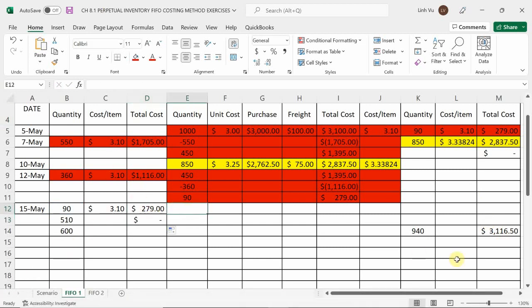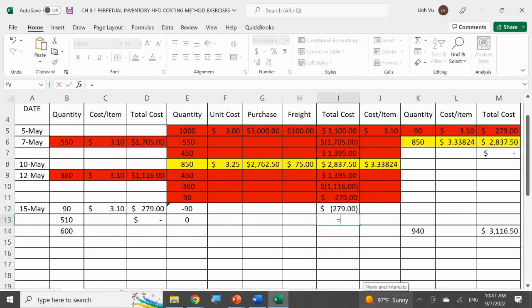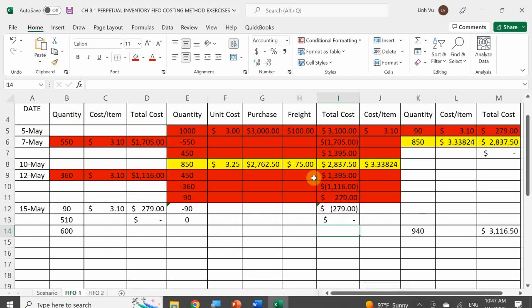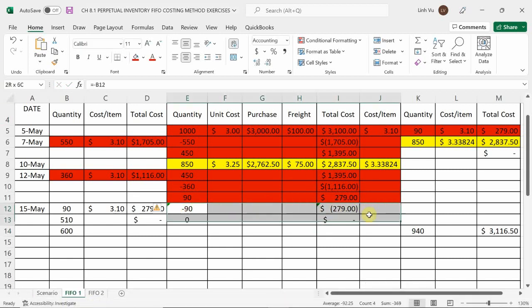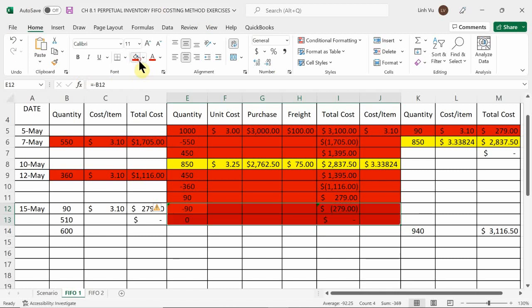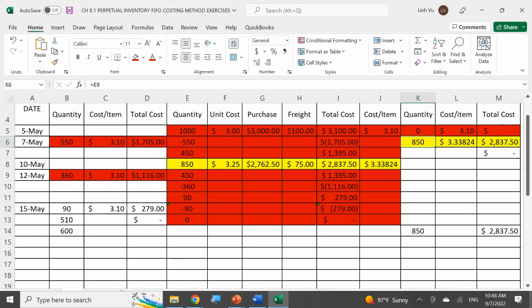And of course, you could go ahead and subtract that 90 out to get you to 0. You can do that. You don't have to. But at least you know where it's coming from, right? You just sold your 90 units at 279, so therefore you're at 0 here with your red batch of inventory. And we can go ahead and zero out this 90 right here. So now I have 850 units left.